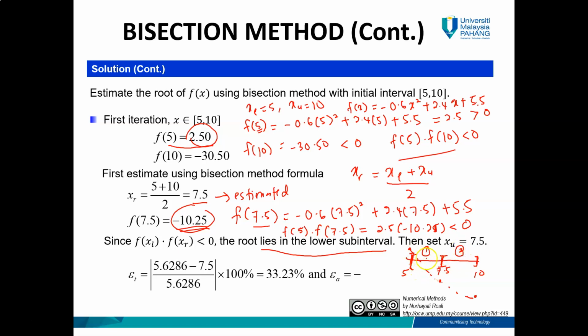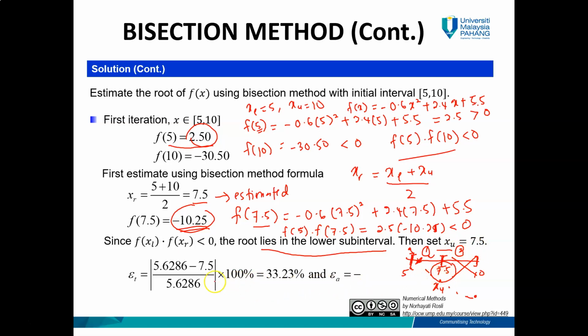In this case, we need to choose the first one because here you can see F(XL) times F(XR) is less than 0, so it will cross the x-axis. But F(XR) and F(XU) will not cross the x-axis. So in this second interval, actually there is no root. The root lies in this first interval. Means that here, we need to set our new XU, this one becomes XU instead of this. So this interval is no longer used. Means that you set XU equal to 7.5.